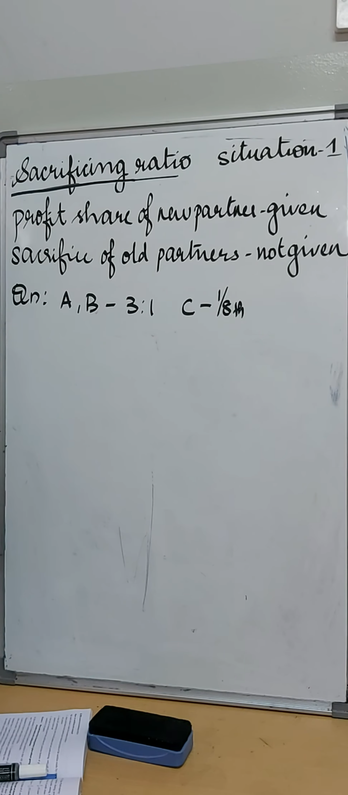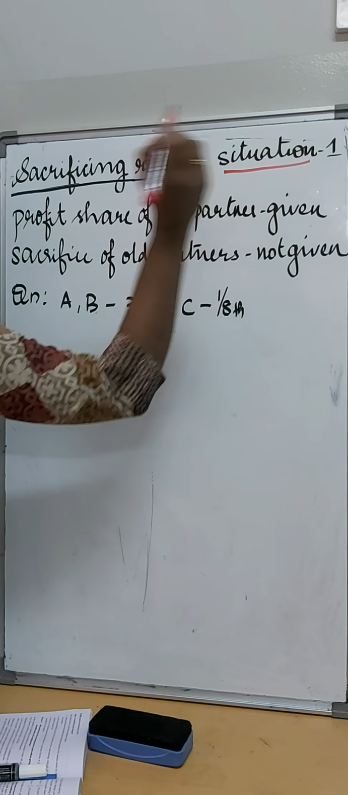Hello children, now we are going to see sacrificing ratio. In the last module we have seen the meaning of sacrificing ratio, then the three situations under which sacrificing ratio is to be calculated. So this is situation 1.